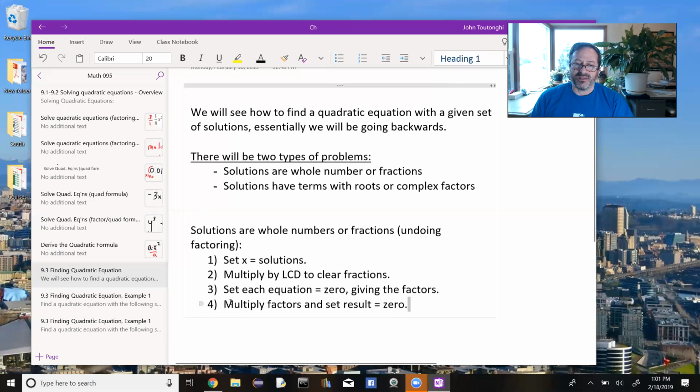You can kind of see this is the reverse of factoring. When you factor something, you factor it, then you set each of the factors equal to 0, skip this step on the fractions, and then you solve those equations. Okay, so let's look at an example.